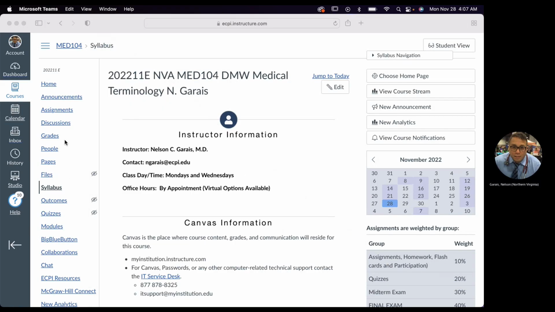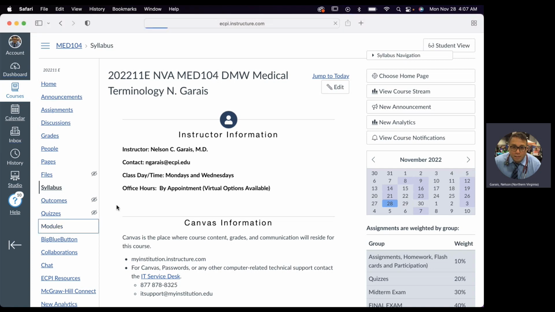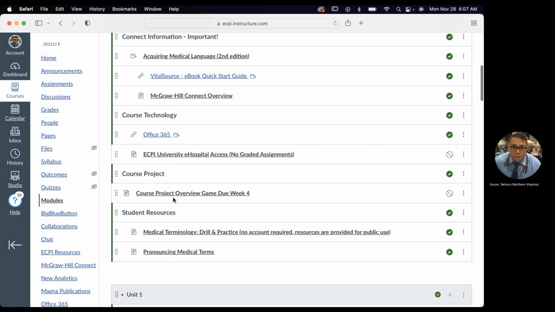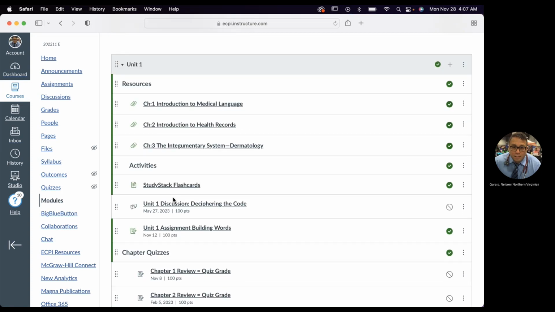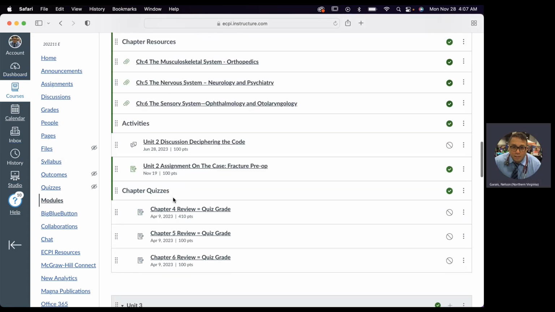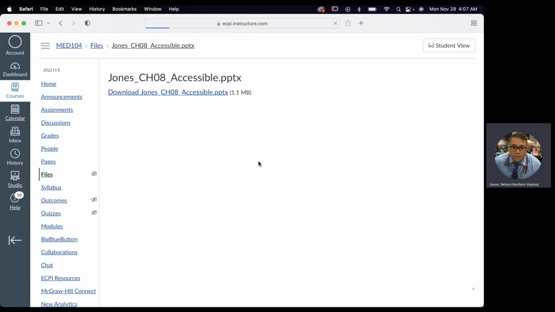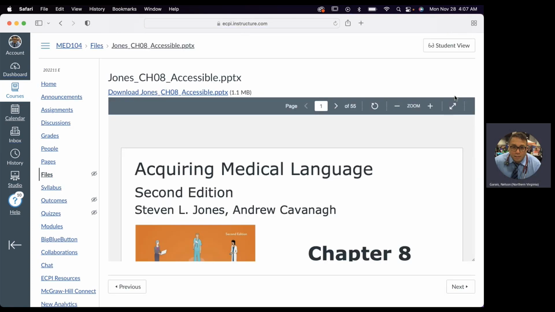So let's go to modules. And then chapter 4, 5, 6, 7, 8. Blood and lymphatic.